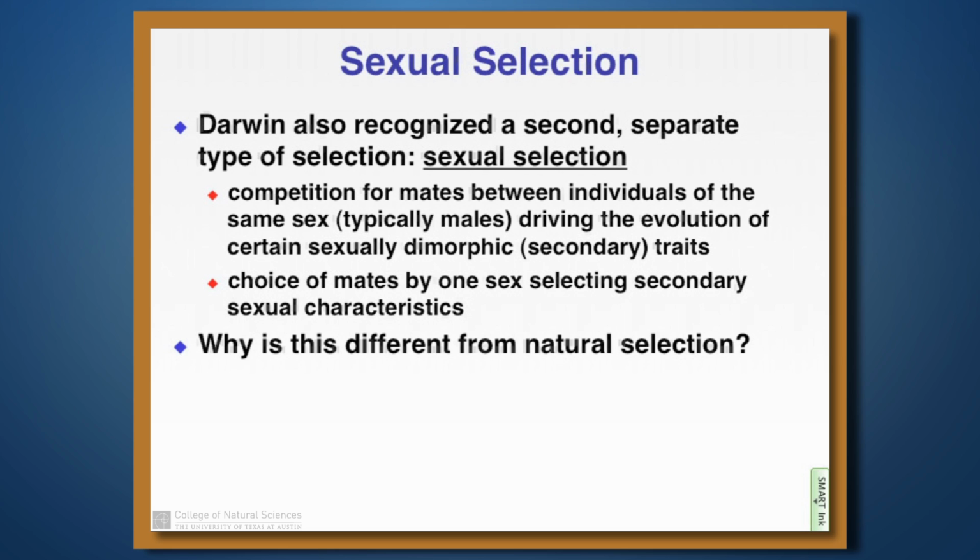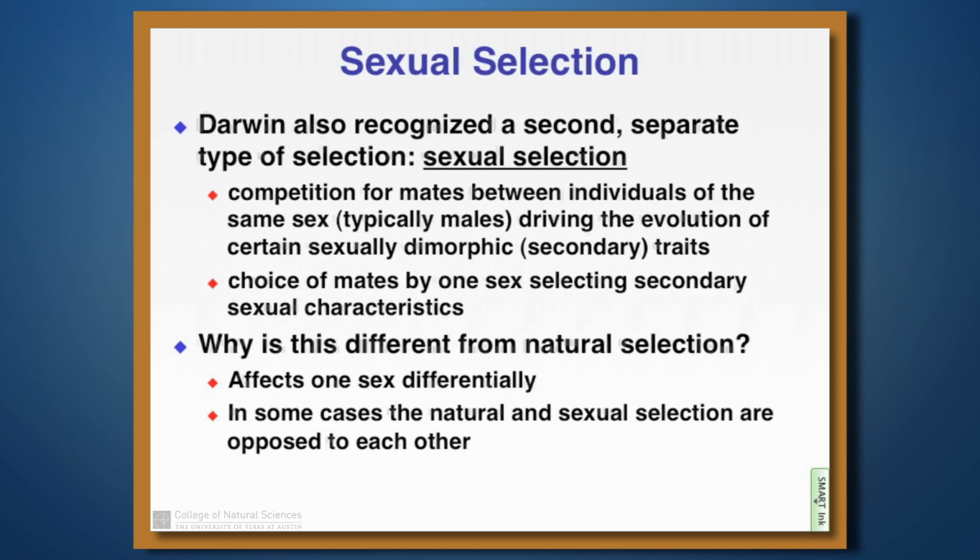Now, why is this different from natural selection? Well, as I mentioned before, it ends up affecting one sex differently than it does the other sex. And so sexual selection is going to be a special kind of selection because of this differential selection on the sexes. One of the other ways that you can know, at least in some cases, that sexual selection is different from natural selection is that they can actually act in opposite directions to one another. Natural selection may act in one way, and then sexual selection may act in exactly the opposite way.